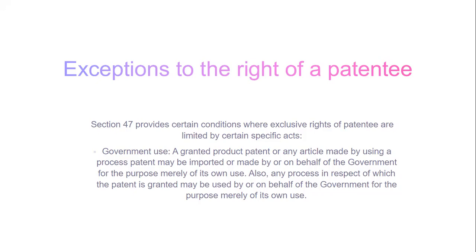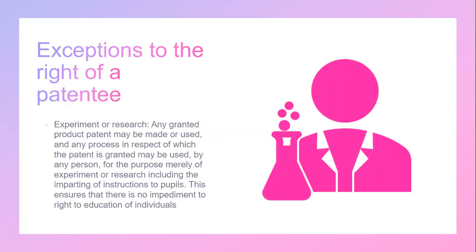Let's move to the next slide. Second exception is experiment or research. It says that any granted product patent may be made or used, and any process in respect of which the patent is granted may be used, by any person for the purpose merely of experiment or research, including the imparting of instructions to pupils. This ensures that there is no impediment to the right to education of individuals.